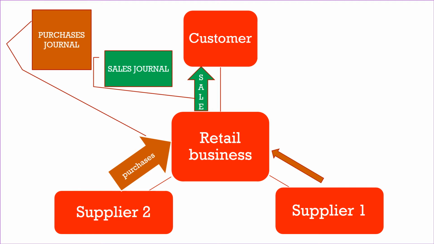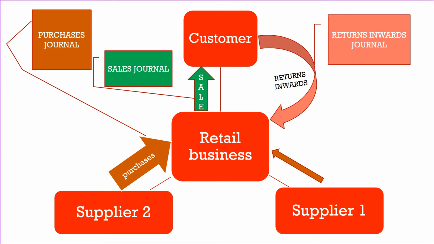After the customer buys these goods, if they find the goods to have reasonable defects, they will return the goods to the retail business, and these are called returns inwards. These are then recorded in a returns inwards journal, a book in which only goods returned by customers are recorded.